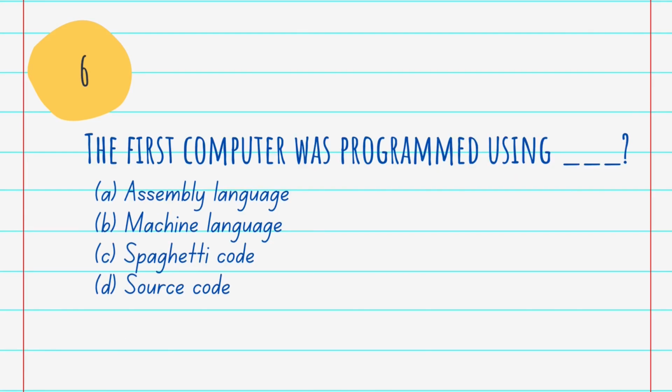Okay. Question number 6. The first computer was programmed using dash. A. Assembly language, B. Machine language, C. Spaghetti code, D. Source code. And the answer is B. Machine language. Machine code or machine language has been used to construct the first computer programming system. Machine language comprises binary digits, and these binary digits or bits are mainly used to translate and interpret programs.